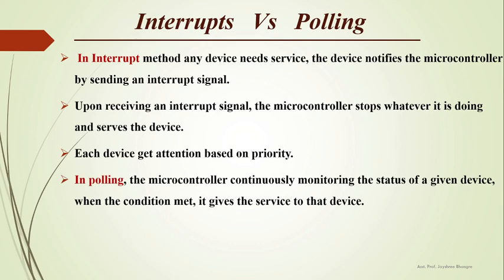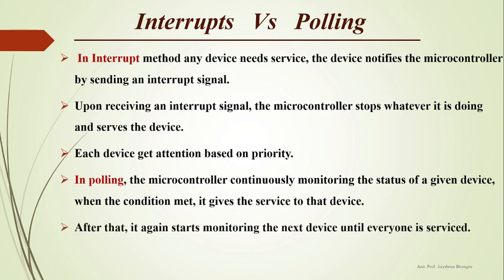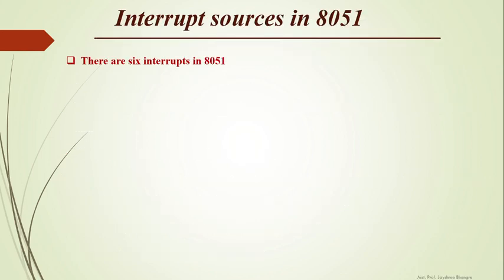In contrast, in the polling method, the microcontroller continuously monitors the status of a given device. When the condition is met, it gives the service to that device. After that, it starts monitoring the next device until everyone is serviced. So in the polling method, the microcontroller's time is wasted. That's why, to save the microcontroller's time, the interrupt method is used, and this helps to increase the speed of operation of the microcontroller.